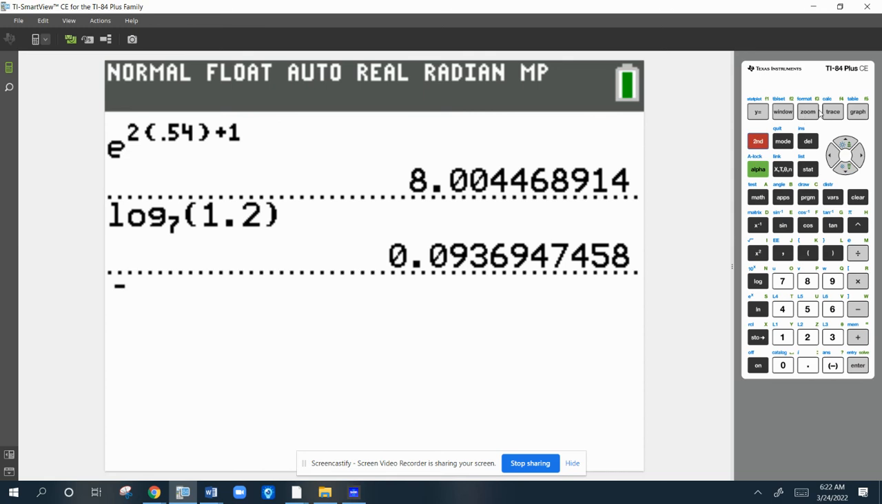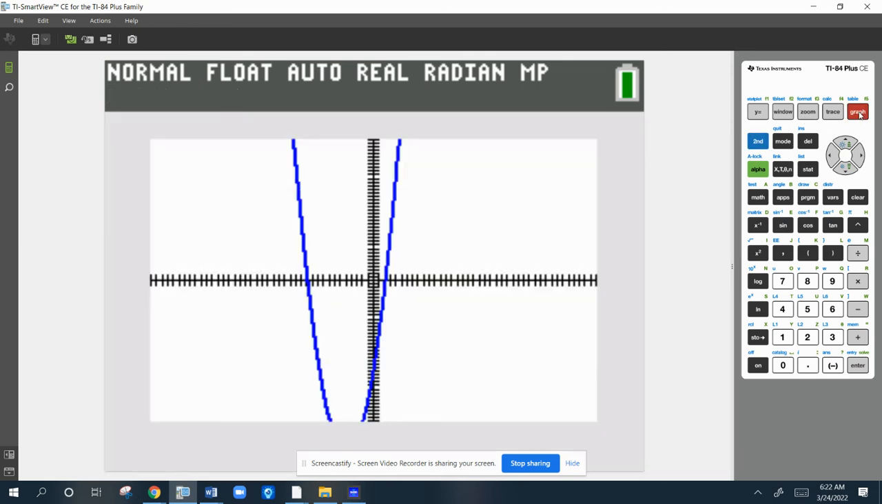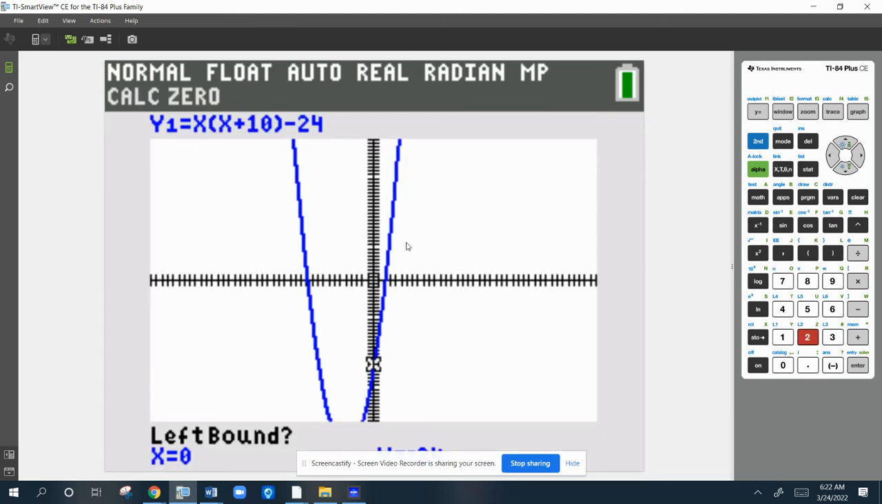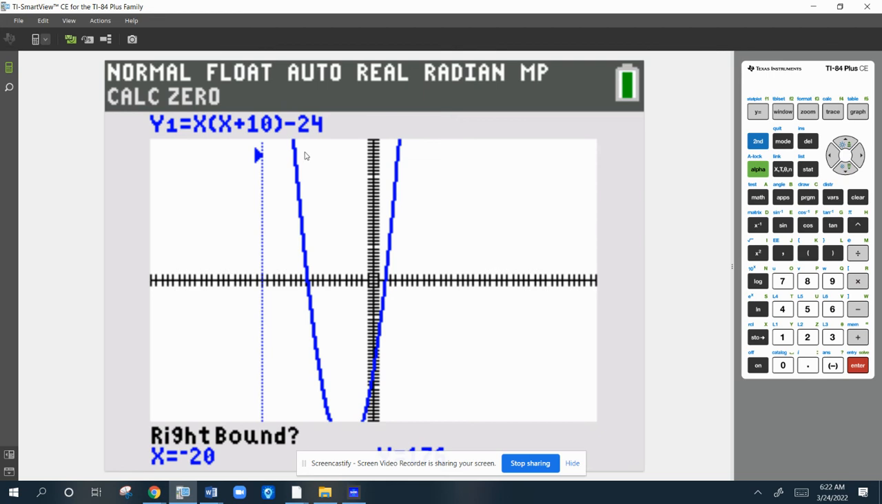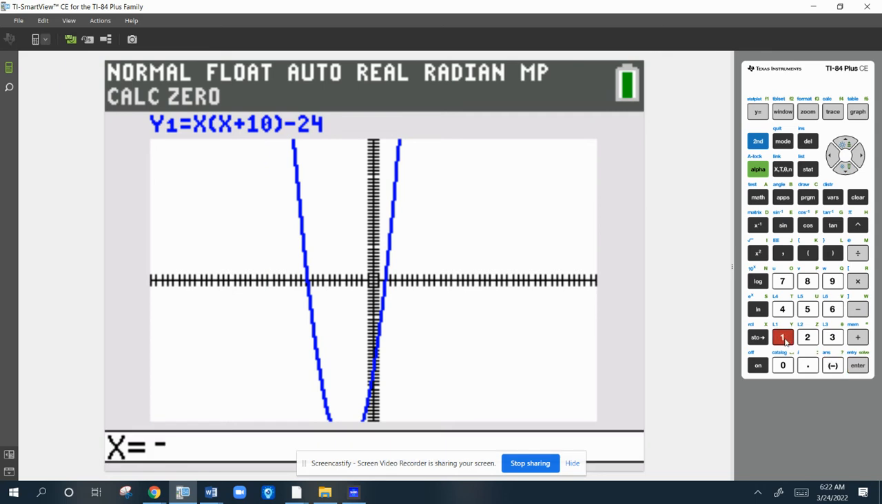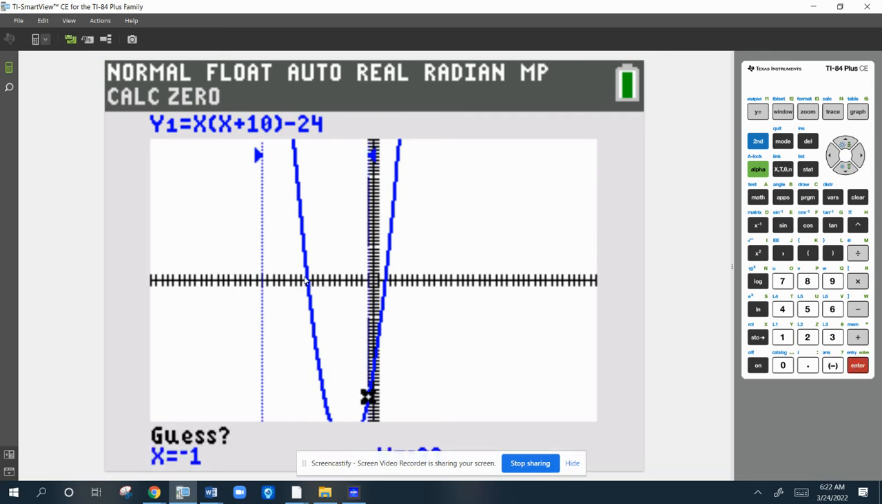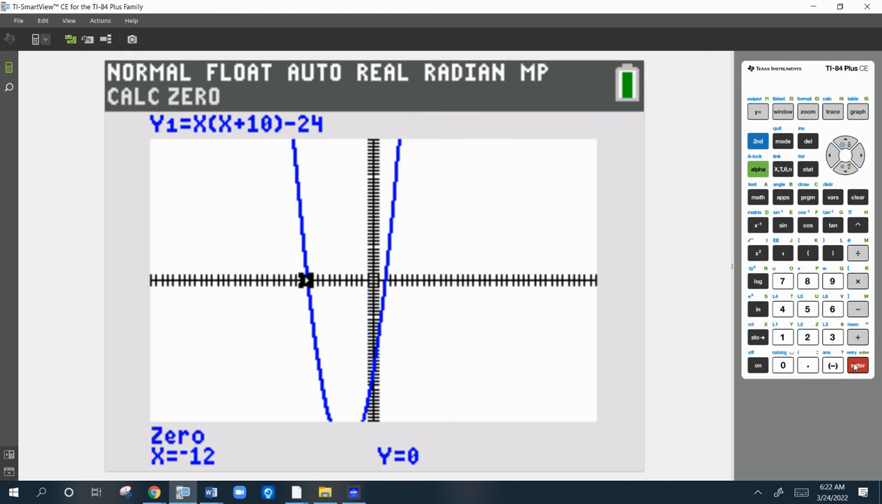Oops. So I have to do it again. Second calc 0. I'm going to go to negative 20. So I'm definitely on the left of that, you can see. And then around here, negative 1. It doesn't really matter for the right bound. Since this zero is between my two bounds, that's what it's going to find when I hit enter. It says guess, and I'm just going to hit enter. And there it is, negative 12. So that's one of my zeros.